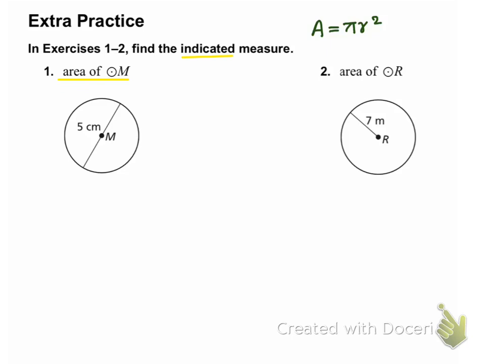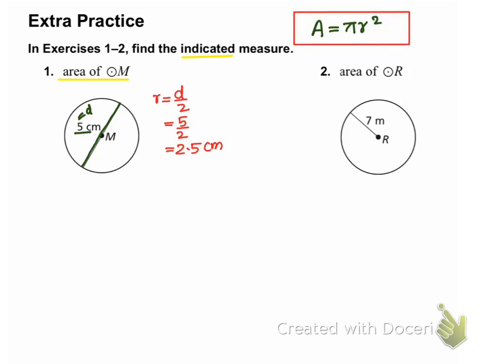Here, this 5 is written near the center. It means they have given us the diameter, D. So we have been given the diameter, and we need to find the radius. r is D over 2, half of the diameter. That's 5 over 2, which is 2.5 centimeters. Once we have our radius, we can use the formula.